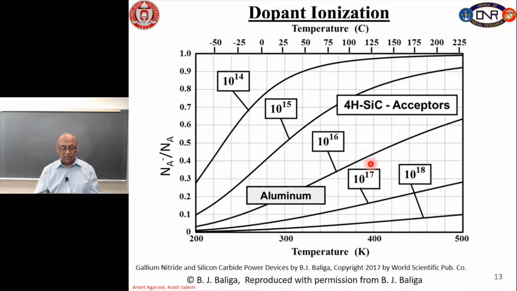A similar calculation has been done for aluminum as an acceptor in silicon carbide, and you can see even for very lightly doped material like 10 to the 14, we are only 85% ionized at room temperature. At 10 to the 15, we are about 50% ionized. At 10 to the 16, only about 20% ionized. And for higher and higher doping, we are less and less ionized, but again ionization increases as a function of temperature.